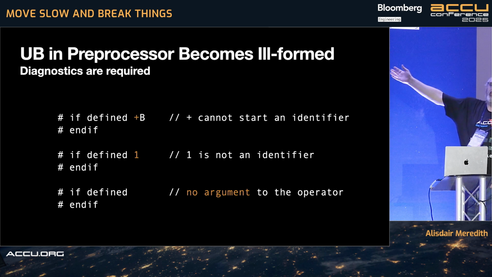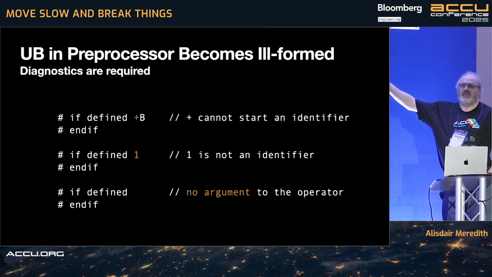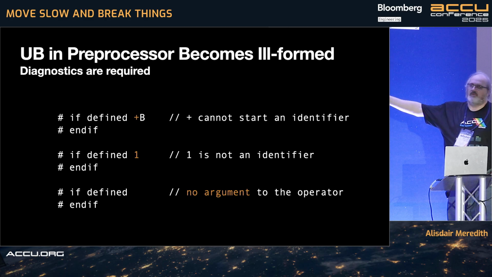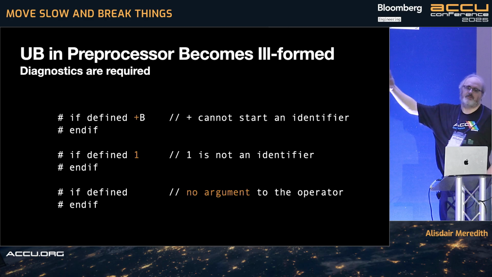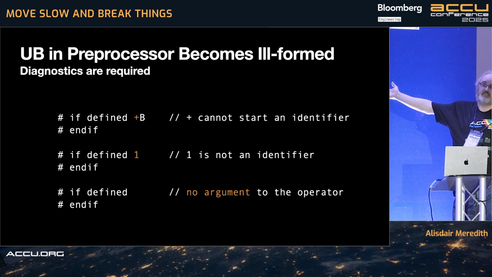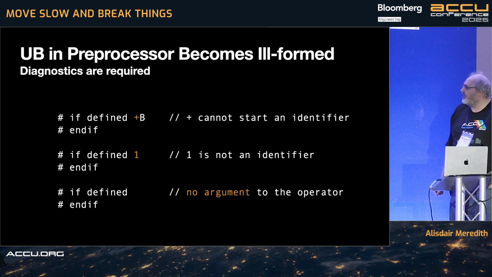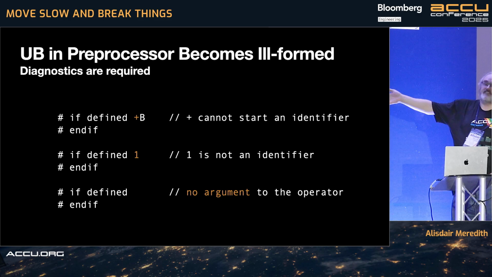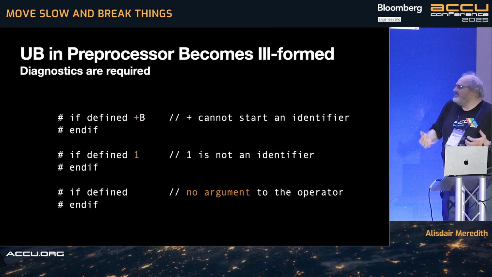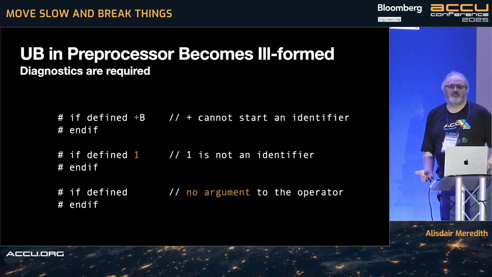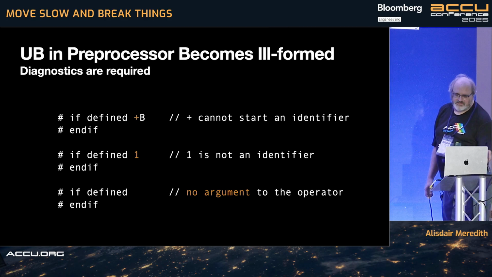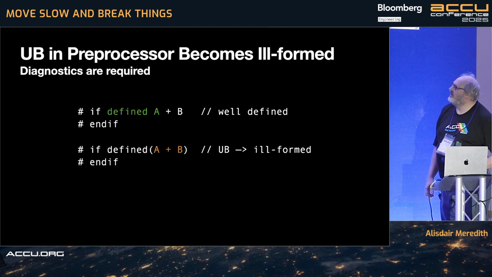Now, `#if defined 1`, 1 is a literal. It can never be a macro name. But rather than being required to diagnose that, up until now, that has just been undefined behavior within your compiler. Similarly, `#if defined` with no argument. Undefined behavior while translating your program. This just makes no sense to me. So we're turning all these into diagnosable errors.